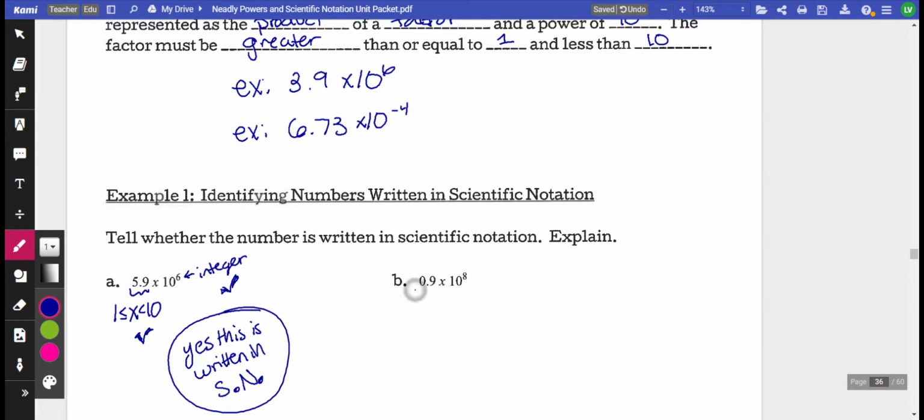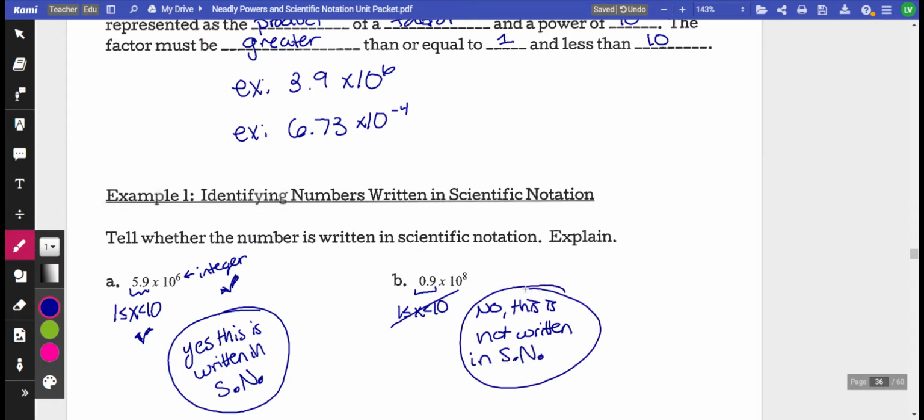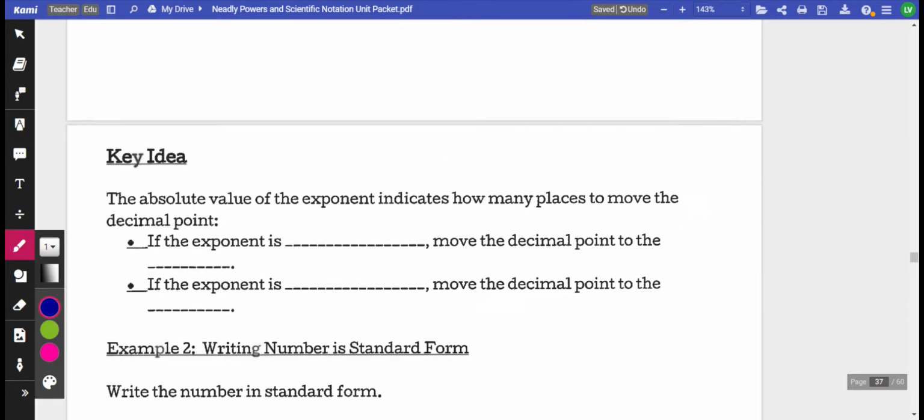Moving on to letter B. 0 and 9/10 is not between 1 and 10. So no, this is not written in scientific notation. So when it says to explain, I'm showing my work by having the 1 is less than or equal to x, which is less than 10, being crossed out. So that can be my explanation.